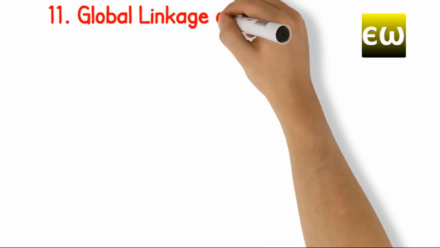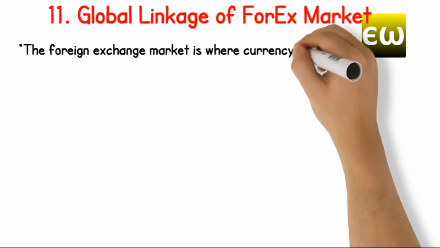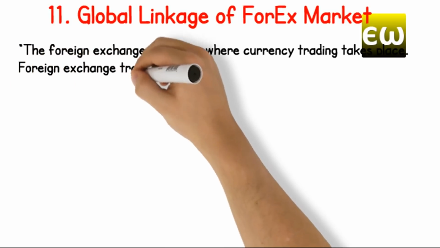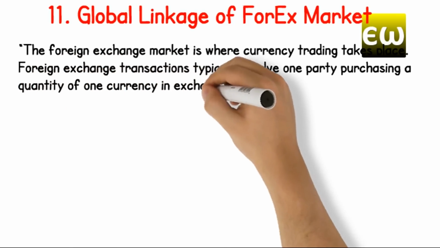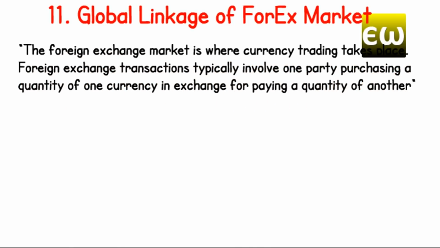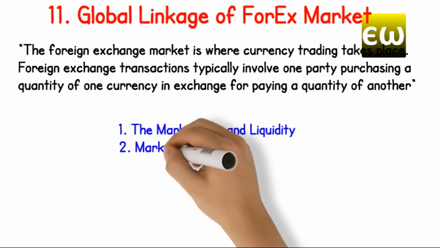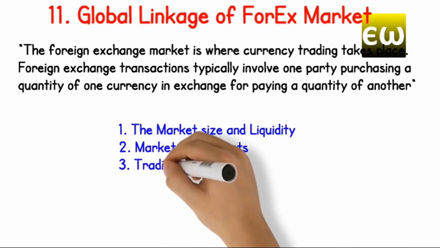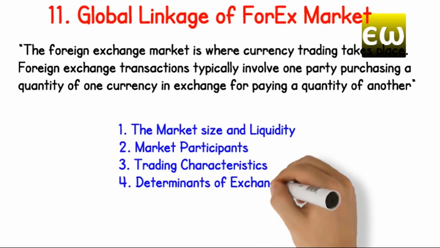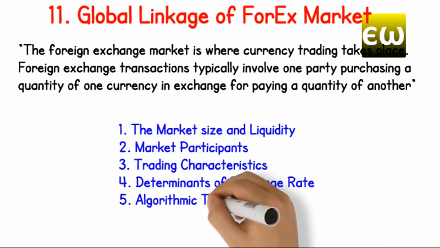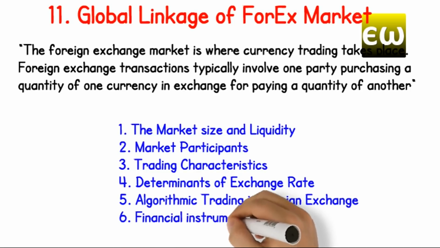Global linkage of foreign exchange market. The foreign exchange market is where currency trading takes place. Foreign exchange transactions typically involve one party purchasing a quantity of one currency in exchange for paying a quantity of another. 1. The market size and liquidity. 2. Market participants. 3. Trading characteristics. 4. Determinants of exchange rate. 5. Algorithmic trading in foreign exchange. 6. Financial instruments.